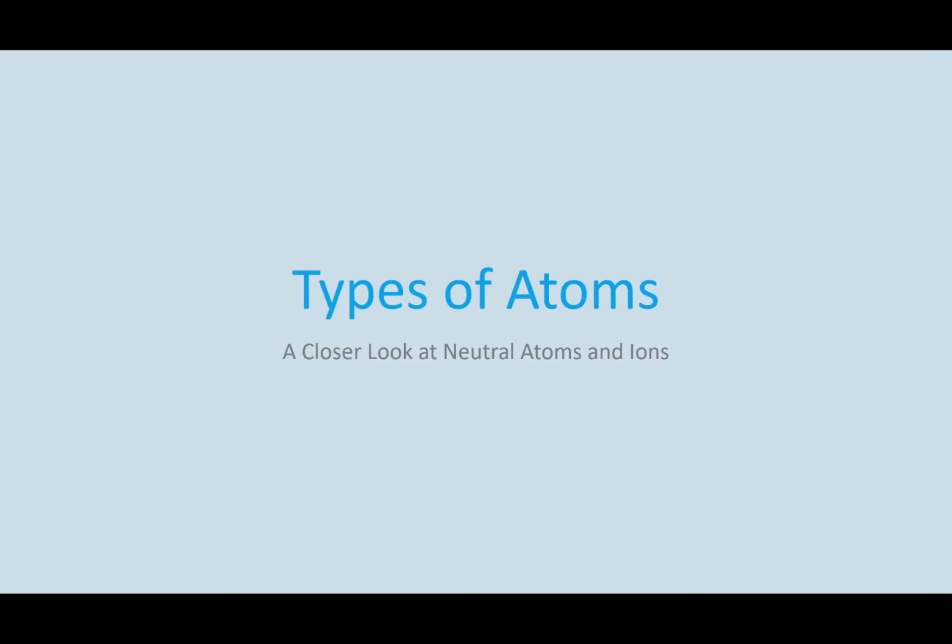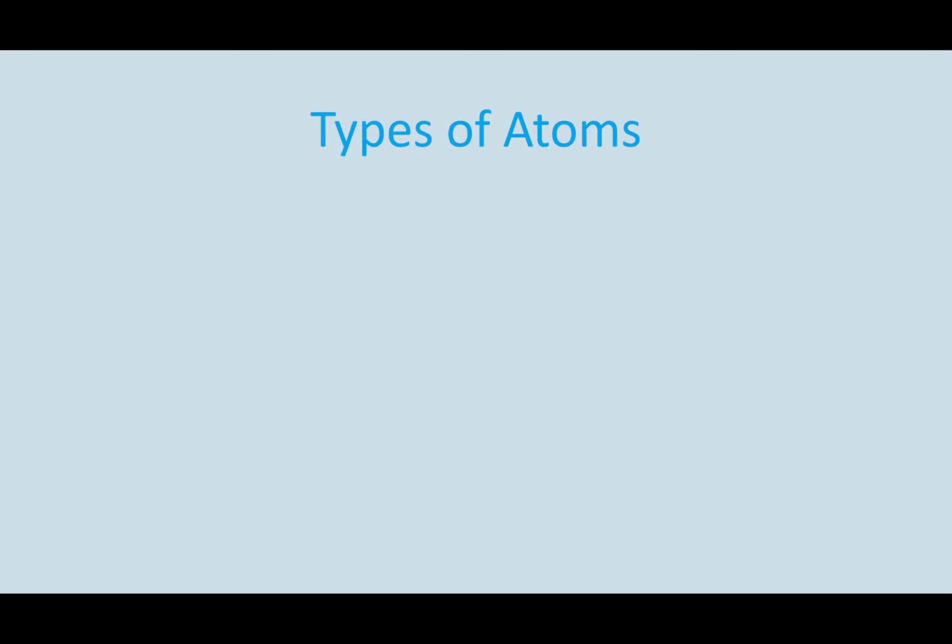In today's note, we're going to be looking at certain types of atoms. We're going to take a closer look at neutral atoms, and we're going to learn about ions. There are various types of atoms, as I just mentioned.